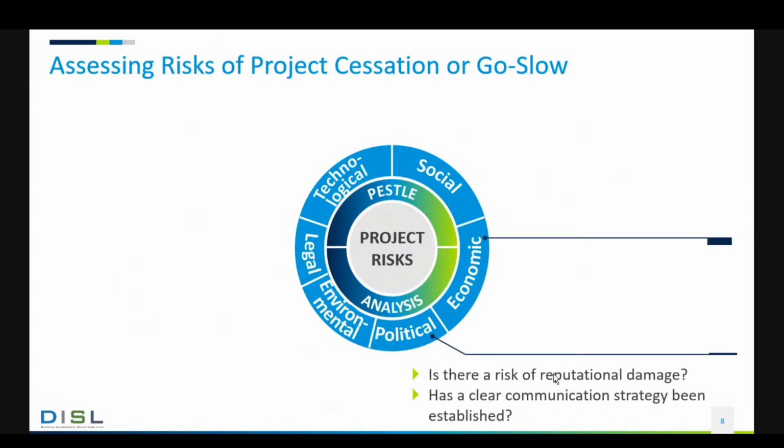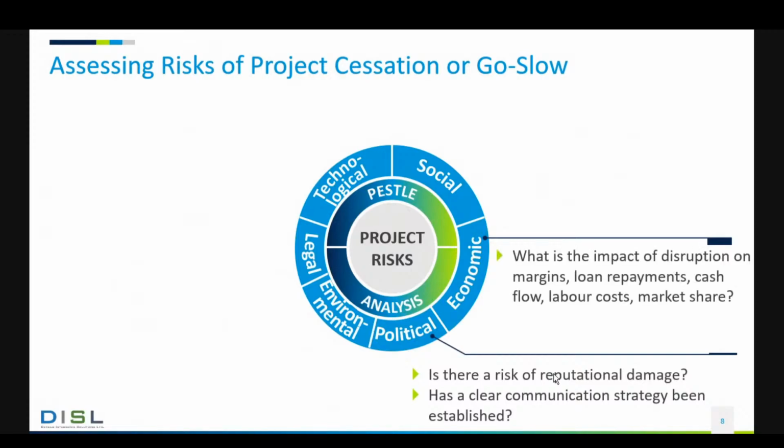and you're able to respond to any queries or concerns that they have in a very concise, rapid, and prompt manner. You also want to look at the economic factors that are going to be affecting your project. With this, you're looking at the bottom line and how that is going to be affected during this period. So you're looking at your margins, your ability to meet your loan payments, your cash flow, your labor costs, meaning that you may have to reduce the number of workers that you have on site at any point in time, and your market share. And you want to make a determination of how this is going to impact your project.